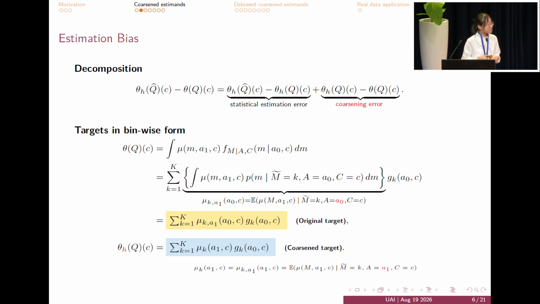The first part is the statistical estimation error. It arises because we estimate the nuisance function. And the second part is the coarsening error. Currently, let's only focus on the coarsening error.